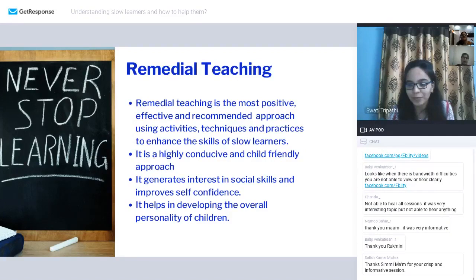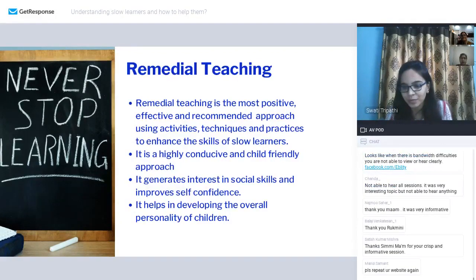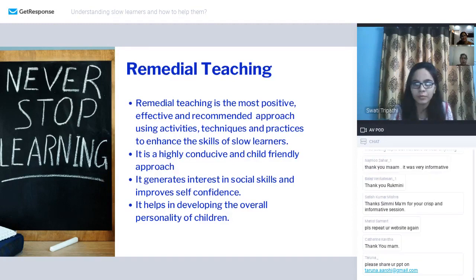Dr. Simi, for giving us an overview on how to identify the slow learners, what are the considerations to be taken, and what are the intervention techniques. Now, after identifying the slow learners, what we will see is how to help them out with their academic skills.